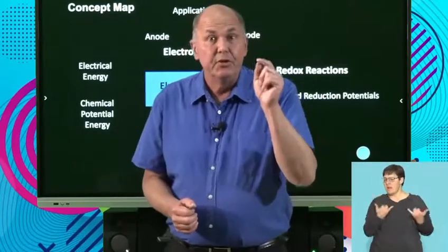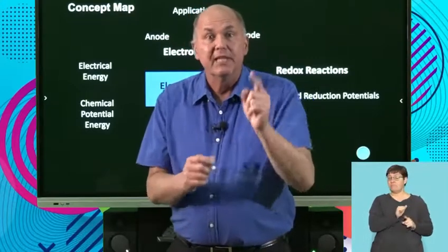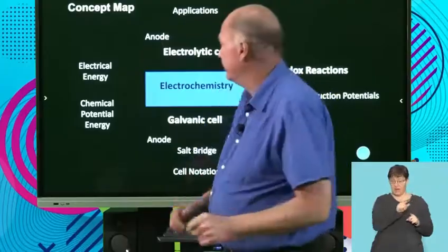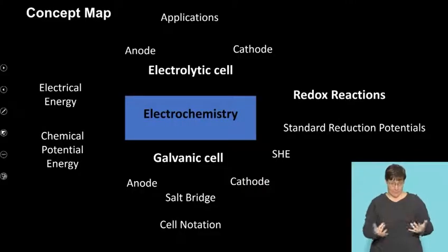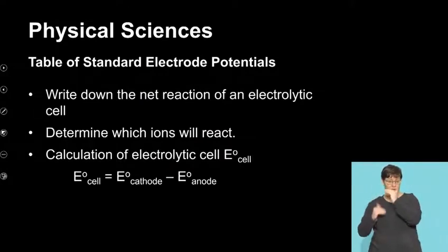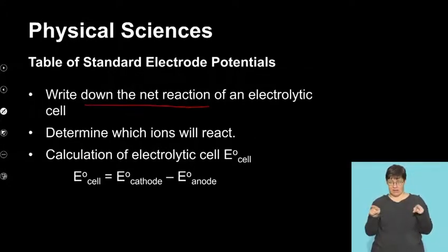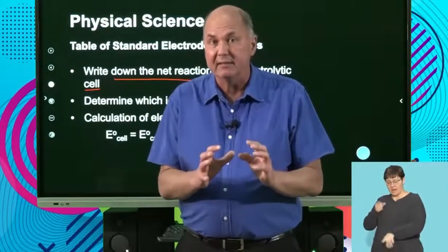Let's get into the next part of how we're linking the electrolytic cell to the table of standard reduction potentials. This is the link we're making, between the table of standard reduction potentials and electrolytic cells. We've already done the writing down of the net reaction for the electrolytic cell, and what I want you to have noticed is that it wasn't following the same pattern as for the galvanic cell. That's important. We're going to see another difference shortly.